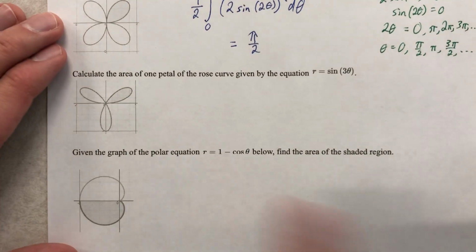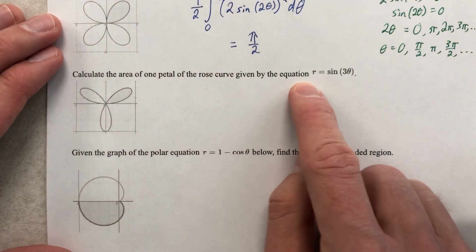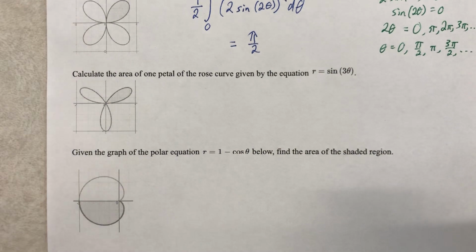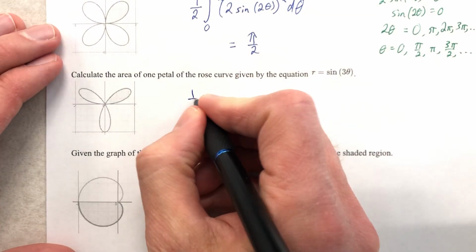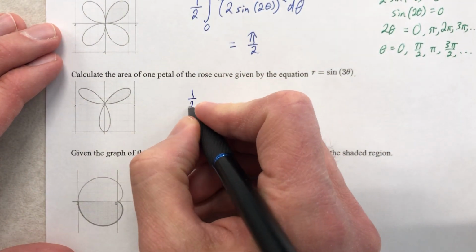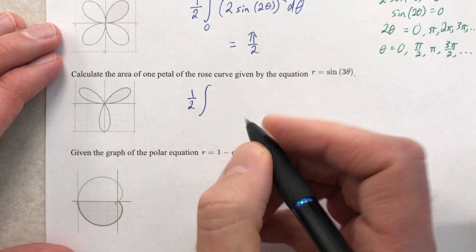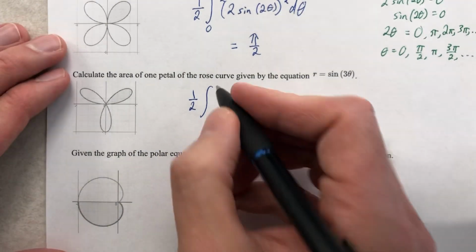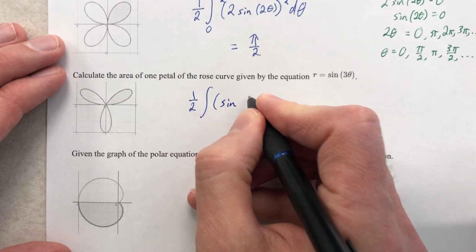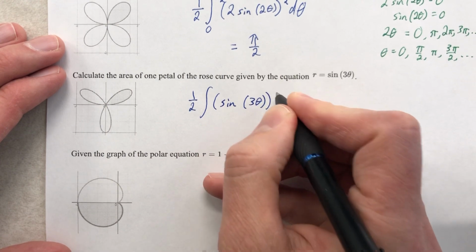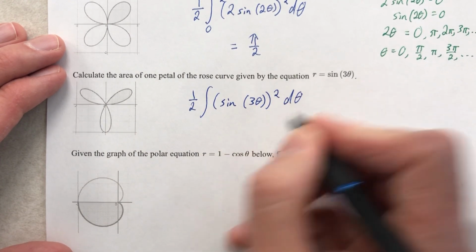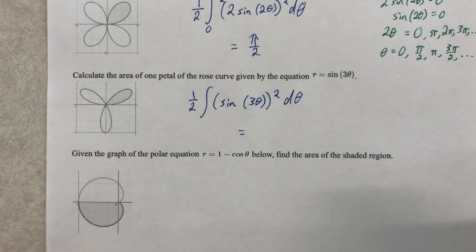Okay, now we're going to calculate the area of one petal of this rose curve given by this equation right here. And so let's start with the standard stuff that we've been doing. 1/2 integral from somewhere to somewhere. Don't assume too much yet. Sine of 3 theta, square that thing, d theta. It's going to equal something. All right, here goes. You're going to love this. It's going to be frustrating, I know.